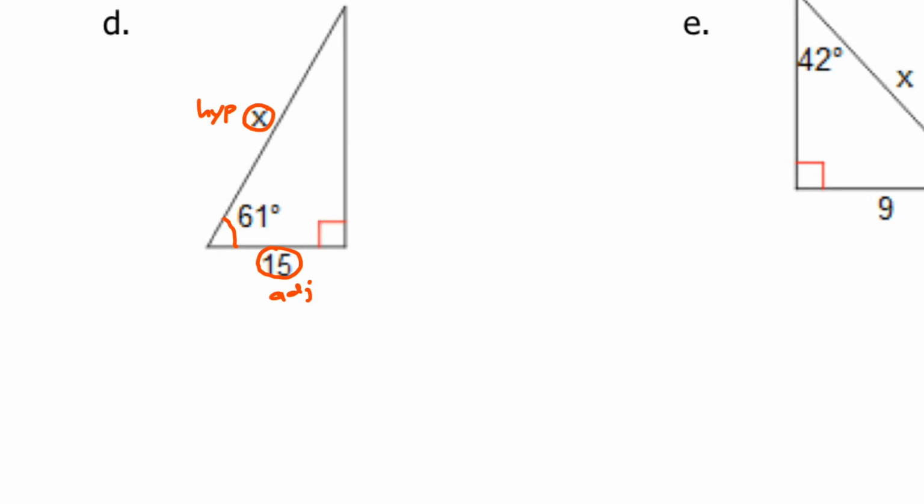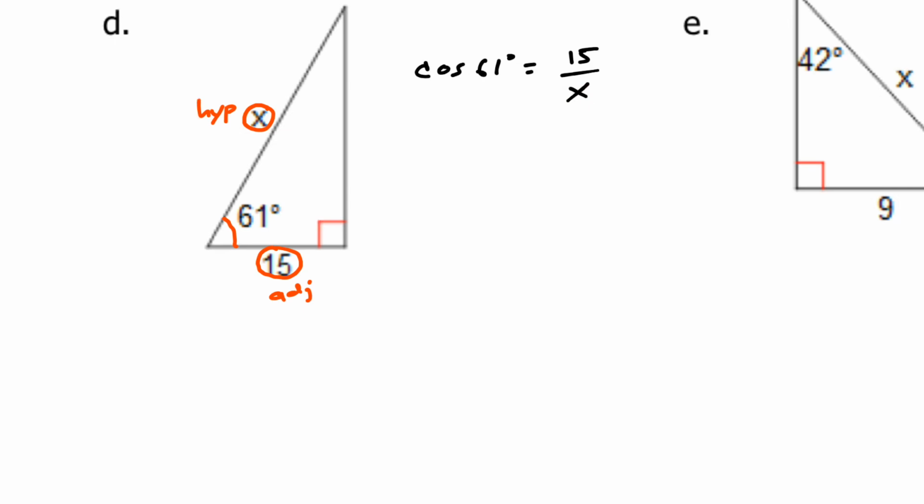So for part D then, we're going to use the cosine of our angle, which is 61 degrees. And that is going to be the length of the adjacent side divided by the length of the hypotenuse, which is x. Take note that this one's a little bit different because the x that we're trying to solve for, the length of the hypotenuse, is actually in the denominator of this fraction. But I think we'll deal with that just fine. It shouldn't be an issue.